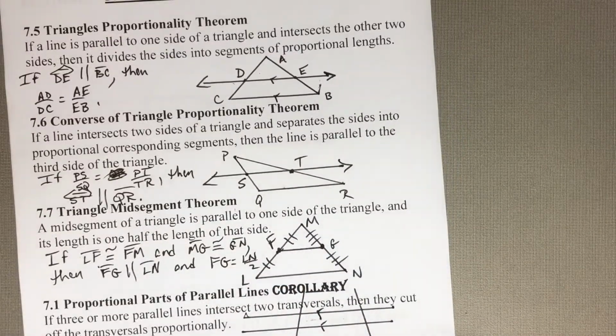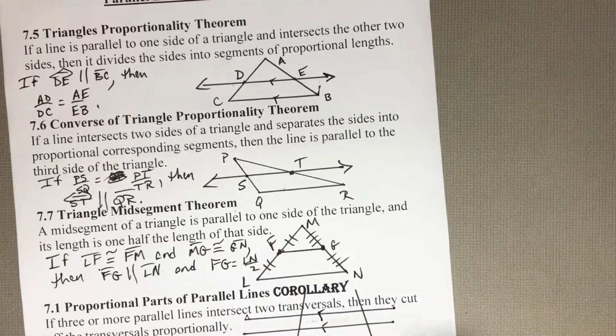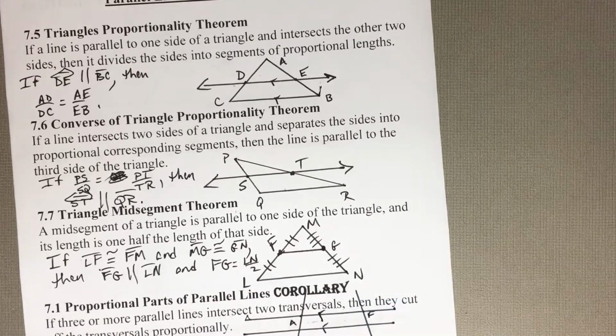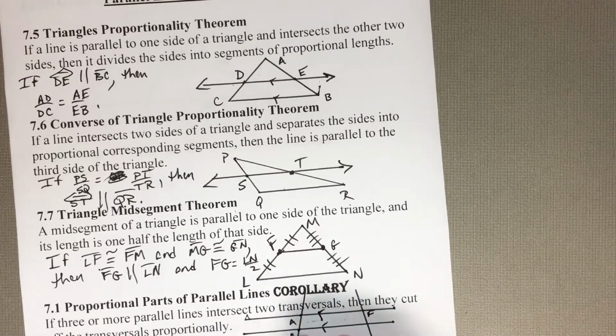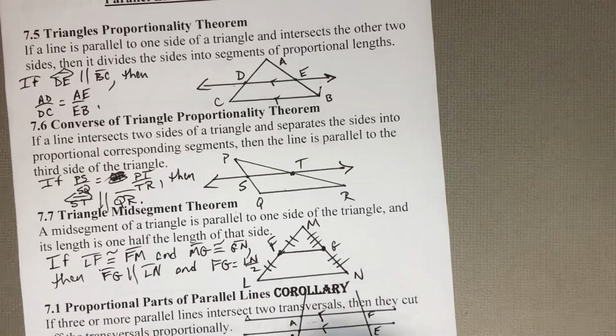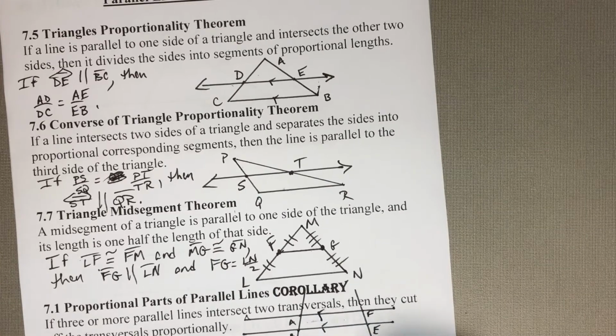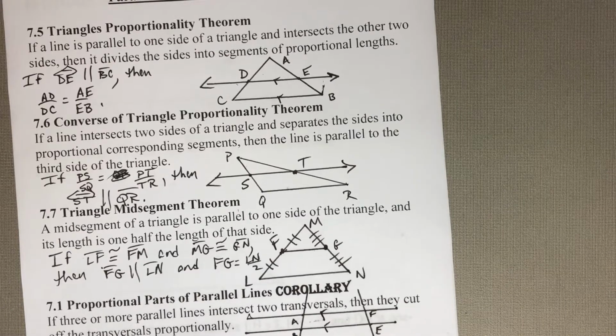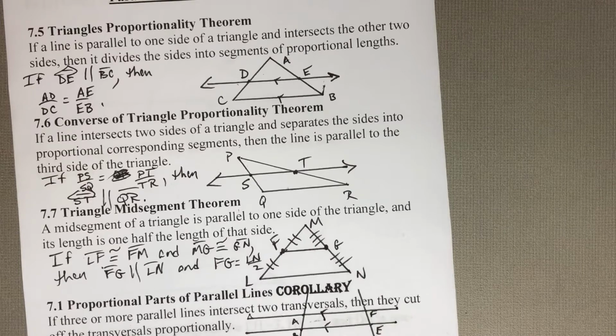So I've got the upper line, line AF. The middle line, line BE. And the bottom line, line CD. If I know those are parallel, if 3 or more parallel lines intersect 2 transversals, then they cut off the transversals proportionally.